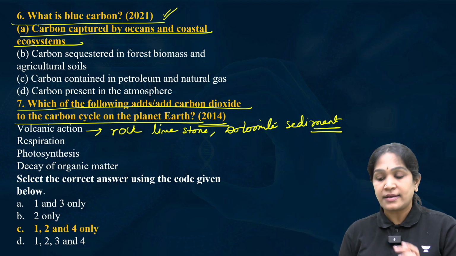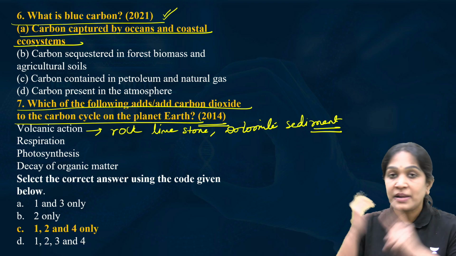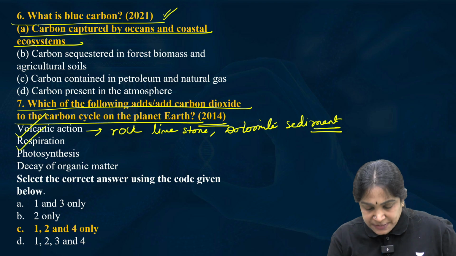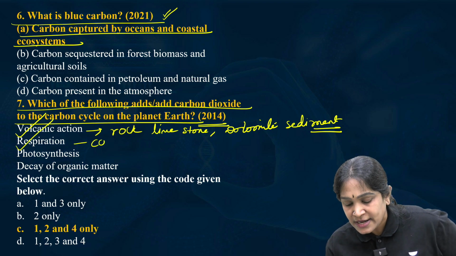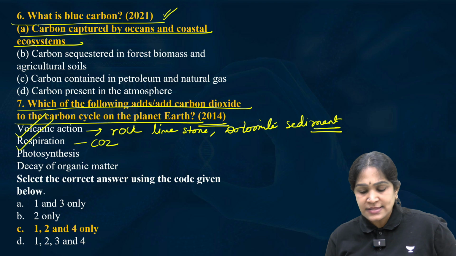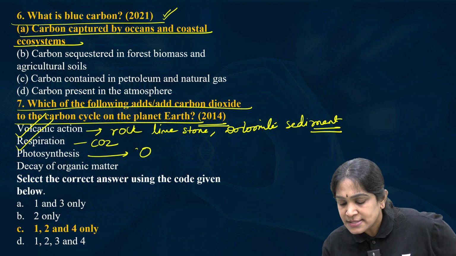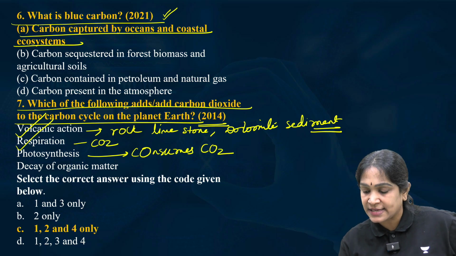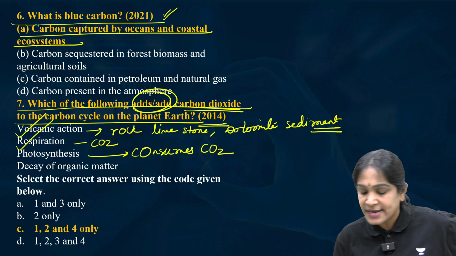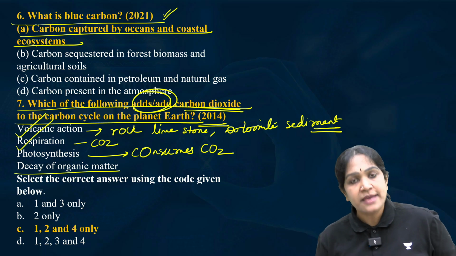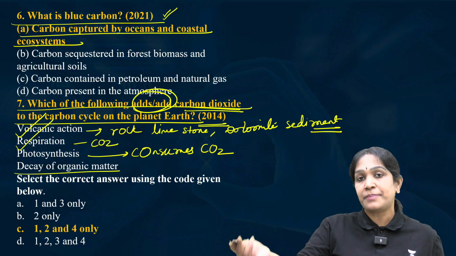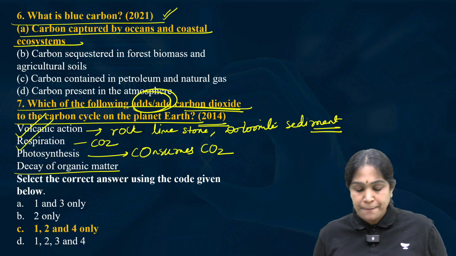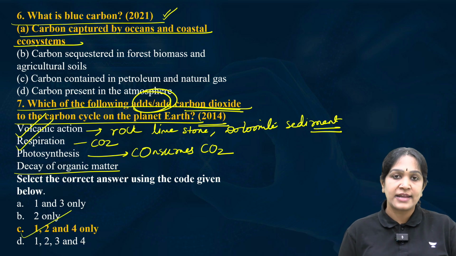All these, the trapped carbon will be released into the atmosphere. So yes, one is correct. Respiration, yes, correct. Carbon dioxide we exhale, correct. Photosynthesis, no. Photosynthesis consumes CO2. It is not releasing. It is not adding carbon dioxide to the atmosphere. Decay of the organic matter, yes. The detritus food chain will bring the trapped carbon from the organisms by the process called decomposition. So 1, 2 and 4 is the right answer.